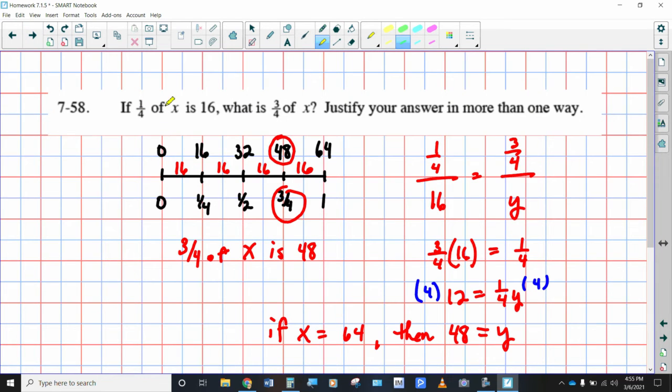All right, if 1/4 of x is 15, did I say 15? Is 16. What is 3/4 of x? Justify your answer in more than one way.